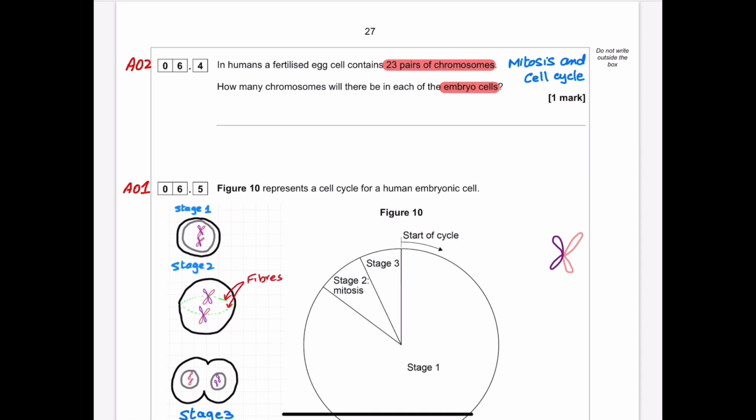6.4 is an EO2 question. In humans, a fertilized egg cell contains 23 pairs of chromosomes. How many chromosomes will there be in each of the embryo cells? It is mentioned that every single cell has 23 pairs of chromosomes. So the number of chromosomes in each embryo cell is 2 times 23, because each pair has 2 chromosomes and there are 23 pairs. So 2 times 23 means there are 46 chromosomes present in each embryo cell.